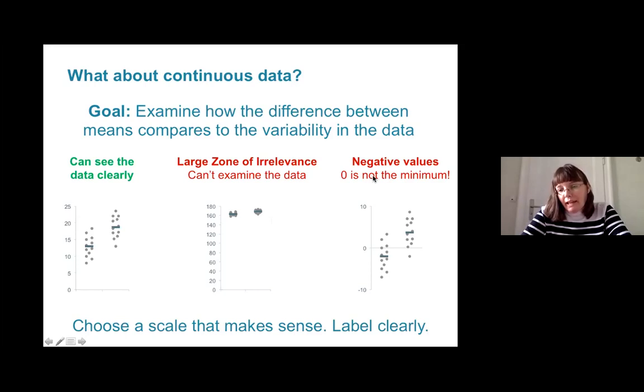And then in the last scenario, 0 is not the true minimum. So we actually have negative values. And I don't think there's anyone here that would argue that we should start the graph at 0 and just pretend the negative data doesn't exist. That would be misleading and fraudulent. So it's important to choose a scale that makes sense and make sure that you label your axis very clearly.